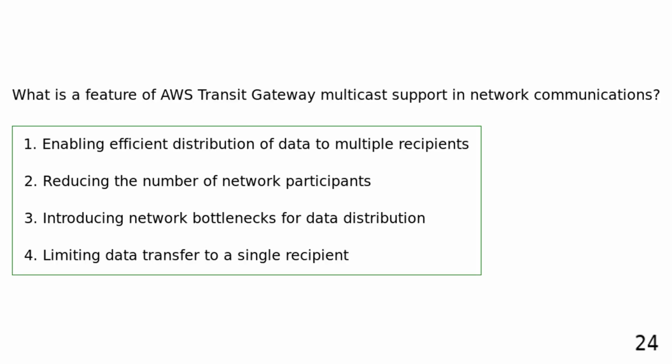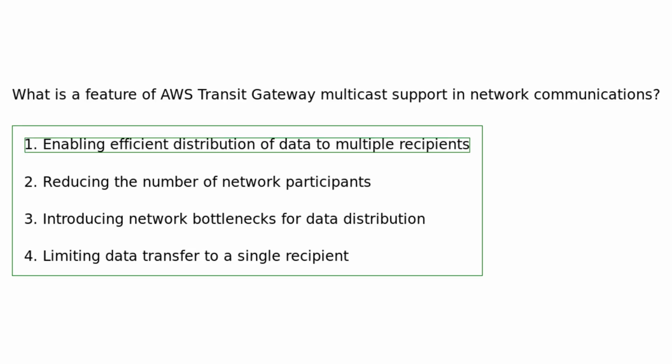What is a feature of AWS Transit Gateway multicast support in network communications? Enabling efficient distribution of data to multiple recipients. Reducing the number of network participants. Introducing network bottlenecks for data distribution. Limiting data transfer to a single recipient. A feature of AWS Transit Gateway multicast support in network communications is enabling efficient distribution of data to multiple recipients, facilitating scalable multicast communication and data transfer across different network environments.